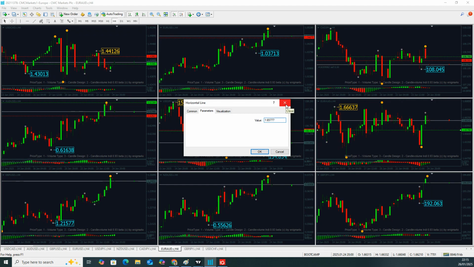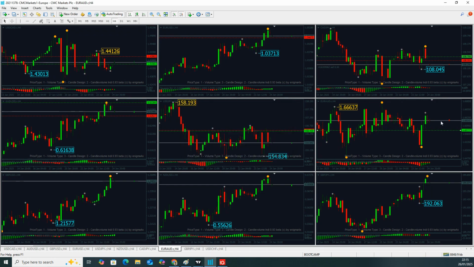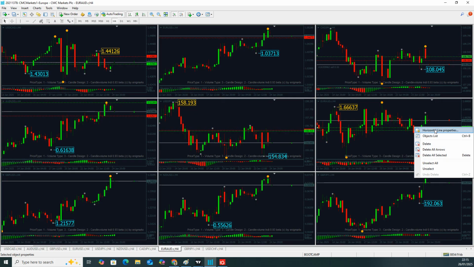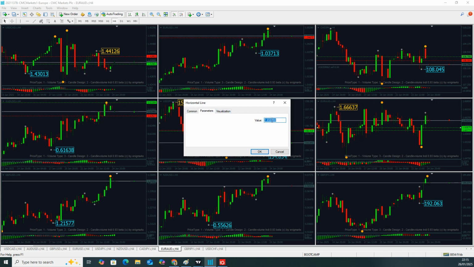I repeat, above a buy point, you want to be looking for buying opportunity. Below a sell point, you want to be looking for selling opportunity. So if we're going to sell this, we have to sell below this price here, this candle low, which is 165,861 on the Euro Aussie, 165,861.